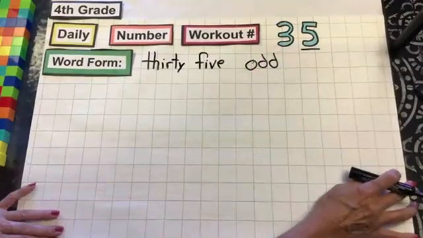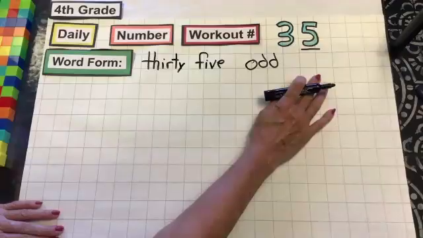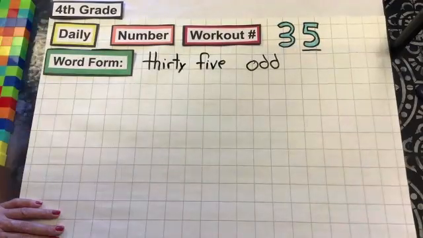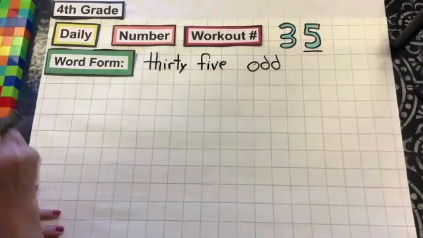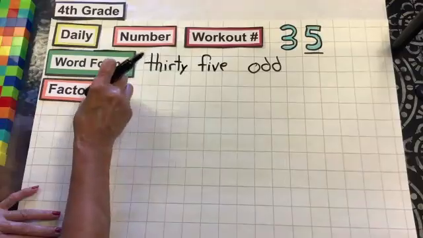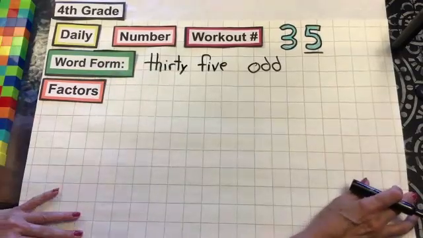All right. Remember 1, 3, 5, 7, or 9 make it odd. 0, 2, 4, 6, 8 makes it even. And this one's odd. So let's go ahead and do our factors. That is numbers that multiply together to make 35.